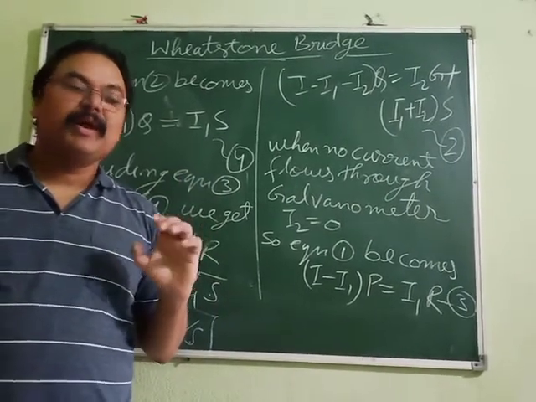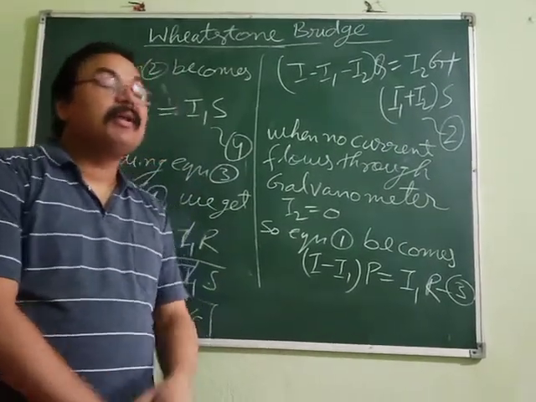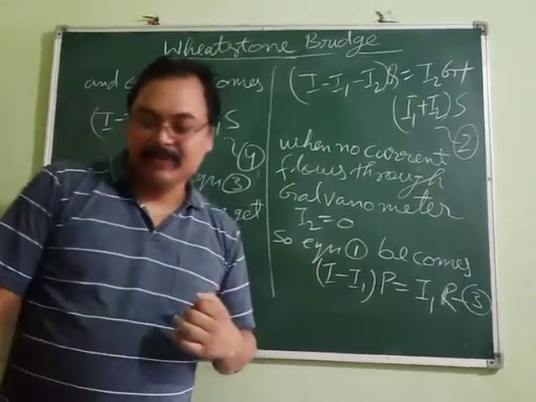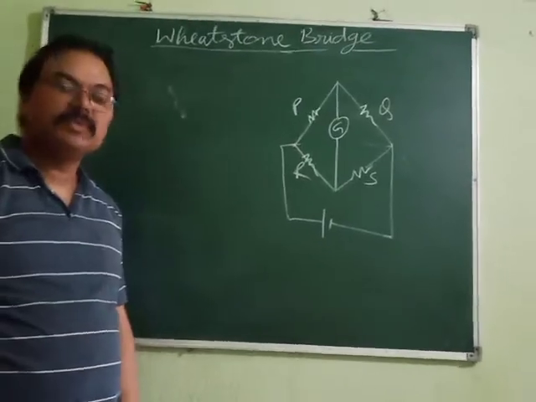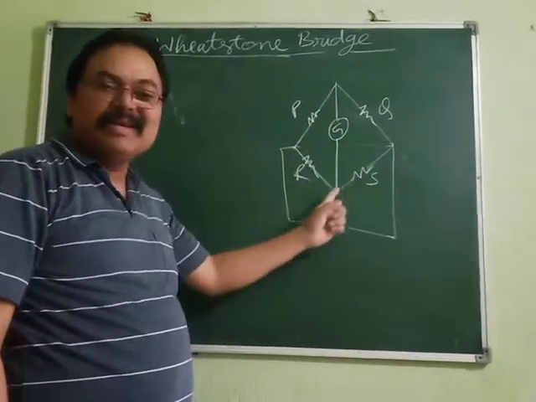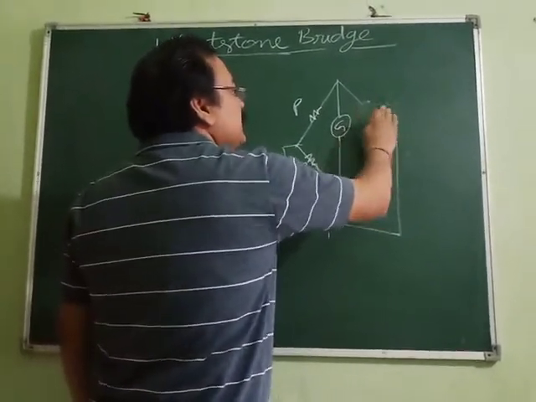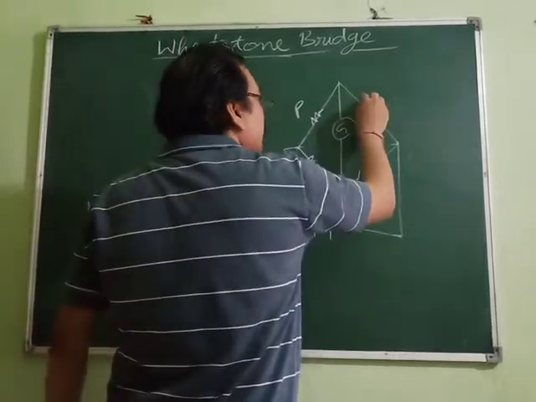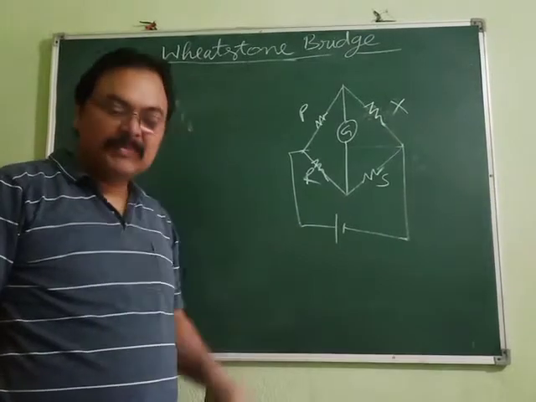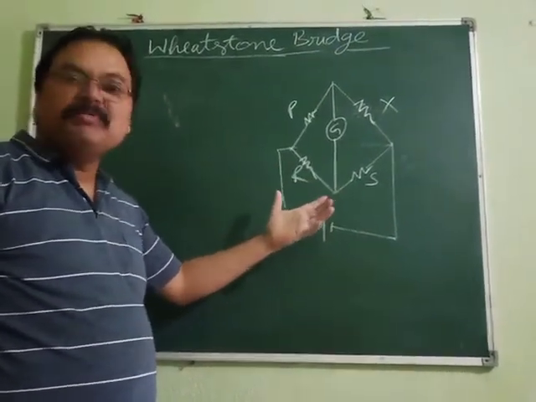Now, for making this Wheatstone bridge more sensitive, what is required? See, what is the condition for sensitivity? Suppose in these arms, you are going to connect a wire whose resistance is unknown to you. Let it be X. So how do we make this Wheatstone bridge more sensitive?